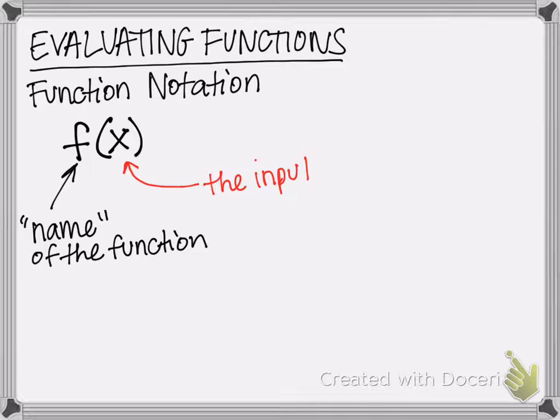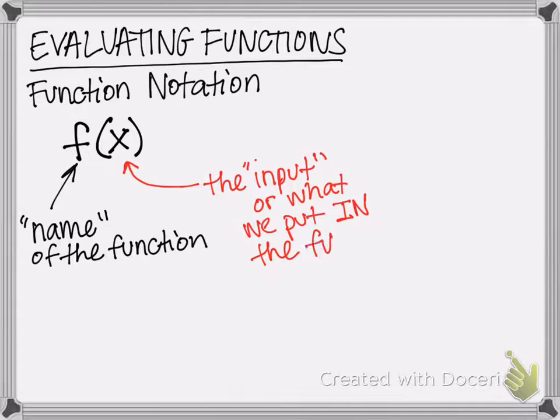You could use any letter: a of x, p of x, q of x. F of x is the most familiar one. And then the f would be the name of it, and the x would be the input, or what we're going to put into the function. So when we put that number in, that's going to be the number that we plug into the function.